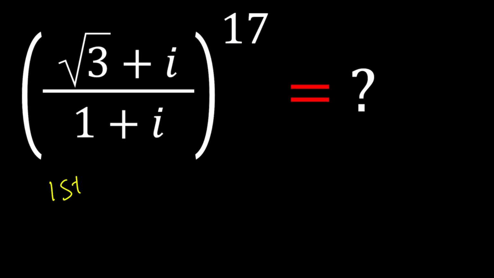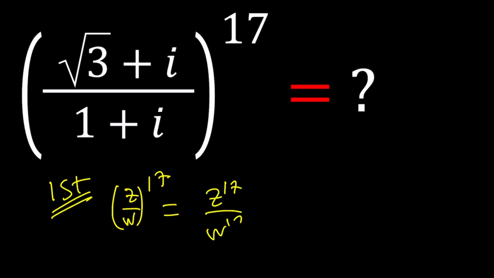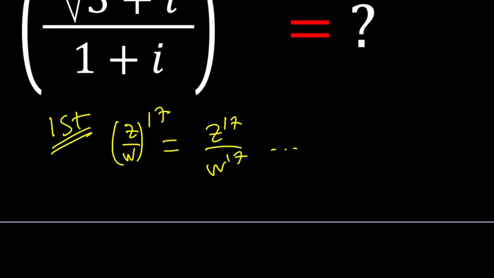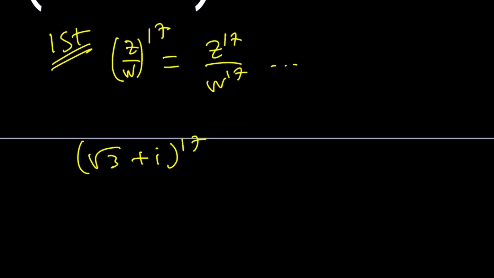For my first method, I want to go ahead and separate these. Since I have a over b to the 17th power, I guess I could call them z and w as well because they're complex numbers. We can basically write this as z to the power 17 divided by w to the power 17, right? So by that formula or identity, I can write this as the quotient of two 17th powers.